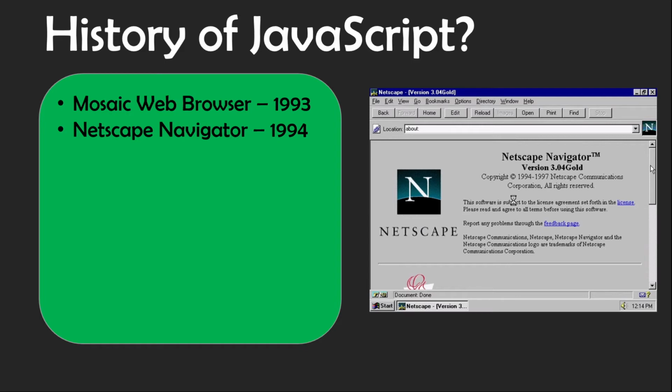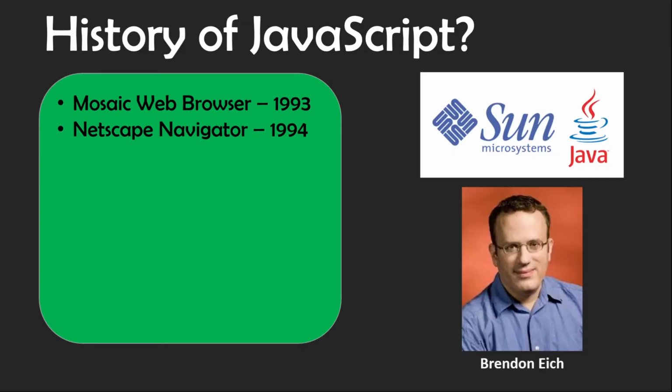For that, Netscape took 2 routes. They went to Sun Microsystems and asked them to make a language which could look like Java. Java was very popular back then, and it would have made it easier for Java developers to program in this new language. Also, they hired this engineer named Brendan Eich and asked him to make a language which could make web pages interactive.